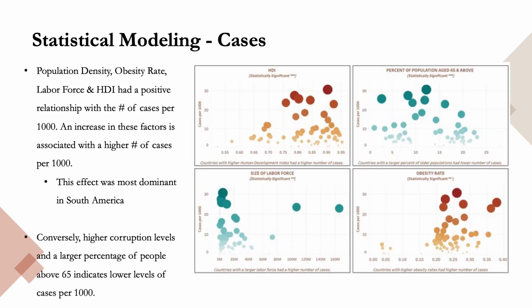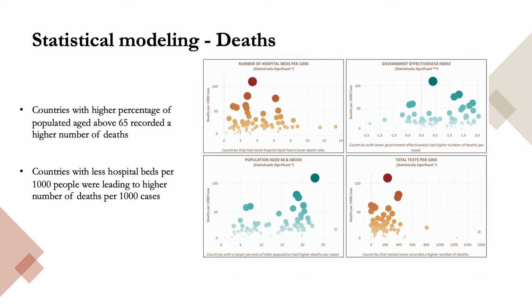Regressing the data on the COVID cases per thousand, we uncovered some interesting relationships. The more intuitive results include higher population density and obesity rate correlated with higher cases per thousand. On the other hand, the less intuitive results include a higher HDI and labor force with higher cases, in addition to higher corruption levels and older population with lower cases. Our modeling of COVID deaths, on the other hand, was consistent with what one would expect. The aged populations and countries with fewer hospital beds had a higher level of deaths.